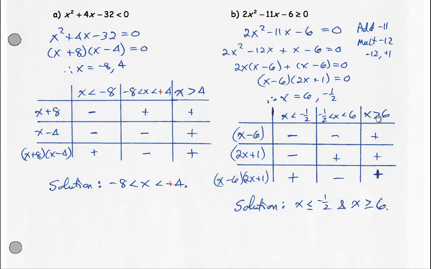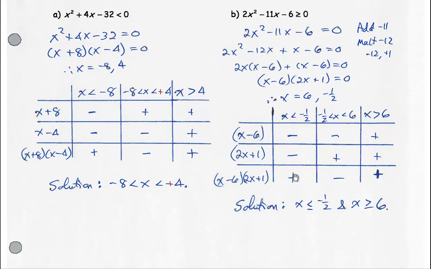And then numbers above 6, like 10 for example. 10 minus 6 is positive. 2 times 10 plus 1 is also positive, so those are both positives. So the product of a negative and a negative is a positive. Between a negative and a positive would be negative, and positive gives you a positive. So looking for where this is greater than or equal to 0, we're looking for the two positives.